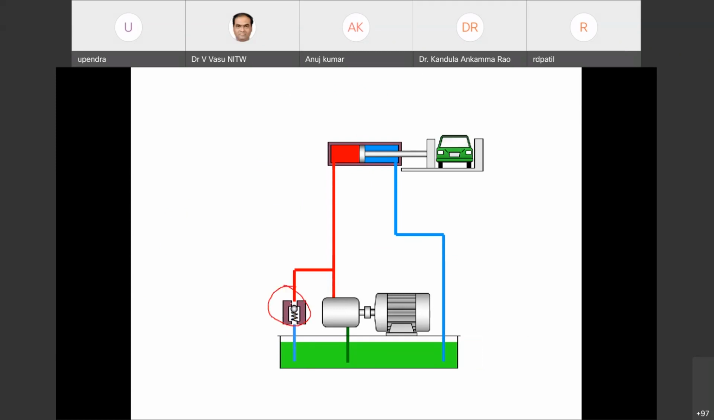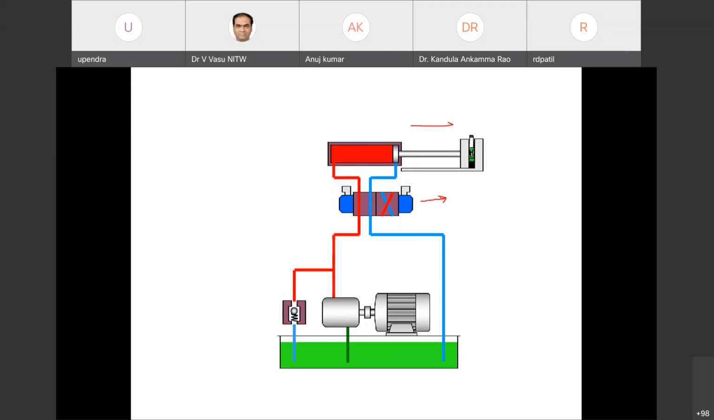This is the pressure relief valve, which will be designed to a maximum pressure. When the pressure reaches this maximum, automatically the oil, instead of going this side to the actuator, will go back to the reservoir, so that it cannot damage this particular cylinder. Okay, next we will also require one directional control valve. So this is the direction control valve.